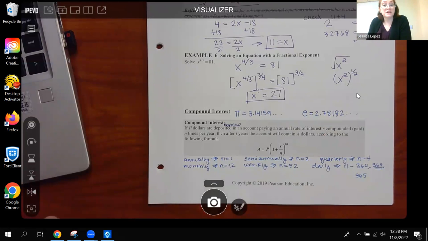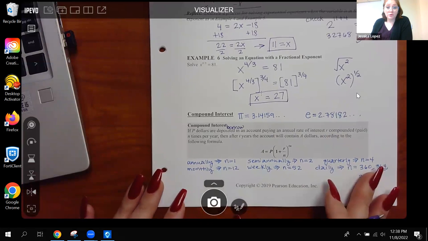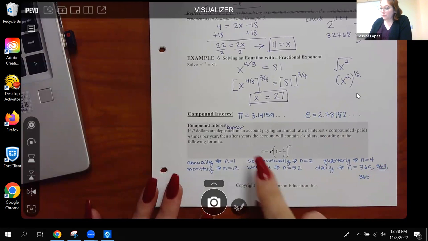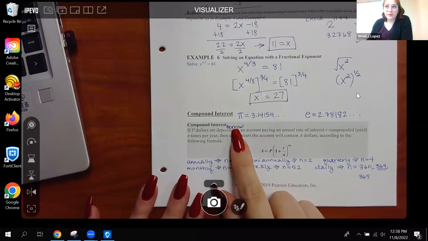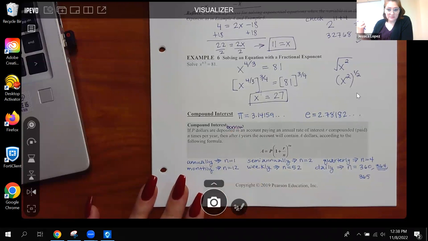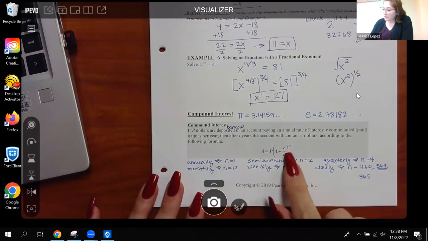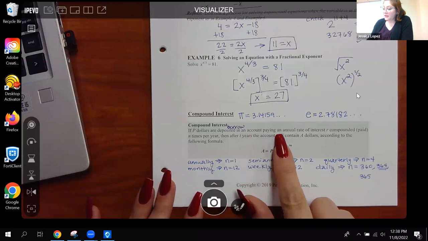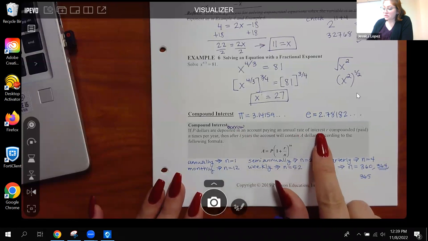But P can be represented by what you borrow for a loan or what you deposited for an investment, okay? And regardless of which one it is, remember, your loan is somebody else's investment, right? So even if you're talking about what you're borrowing, you're still talking about somebody else's investment here. So we're going to say that this investment is paying an annual rate of interest, R.